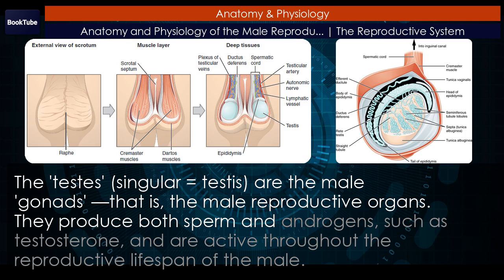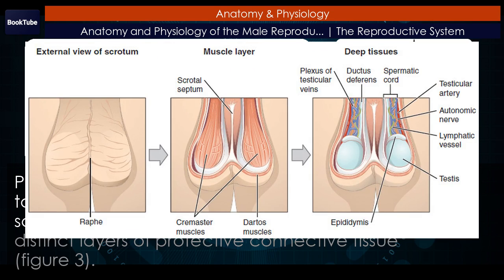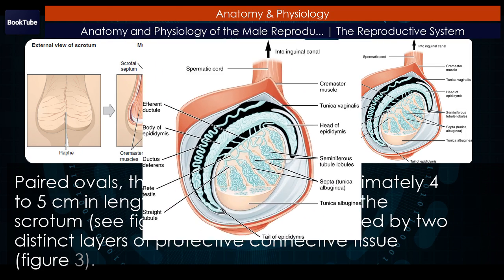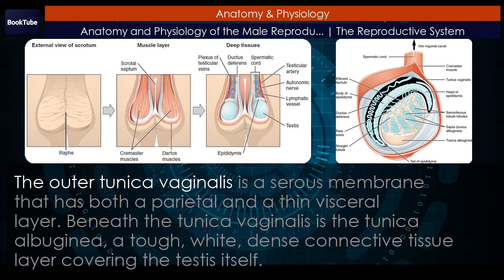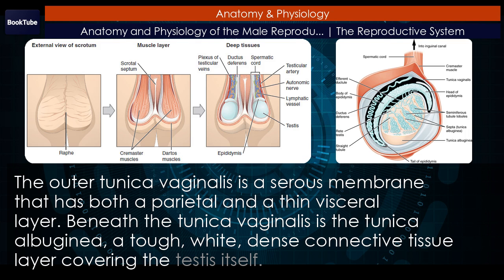They produce both sperm and androgens, such as testosterone, and are active throughout the reproductive lifespan of the male. Paired ovals. The testes are each approximately 4 to 5 centimeters in length and are housed within the scrotum. See Figure 2. They are surrounded by 2 distinct layers of protective connective tissue. Figure 3. The outer tunica vaginalis is a serous membrane that has both a parietal and a thin visceral layer. Beneath the tunica vaginalis is the tunica albuginea, a tough, white, dense connective tissue layer covering the testis itself.